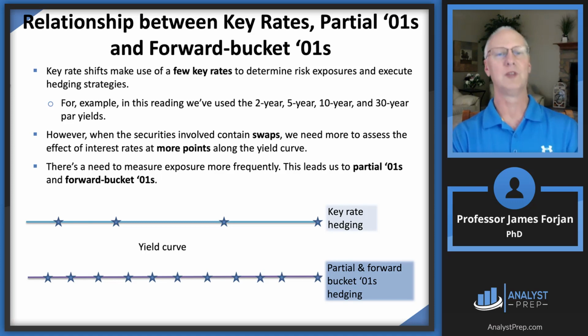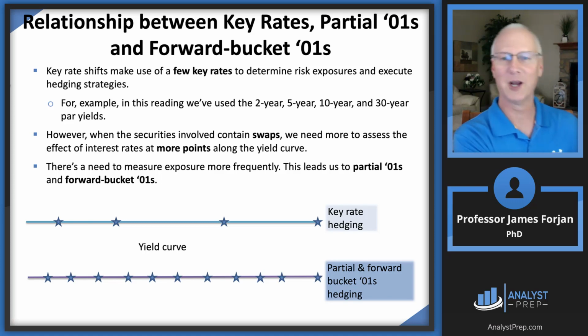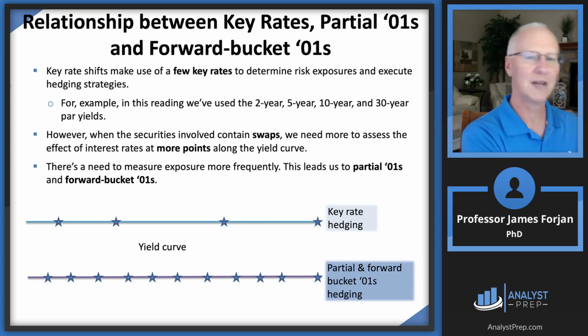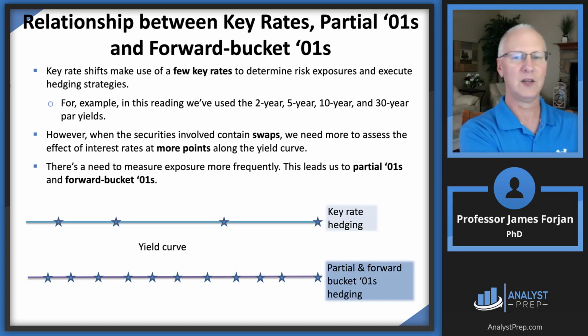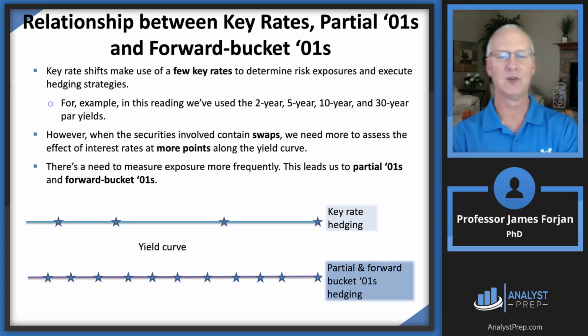Now, let's suppose that we're looking at the fixed income market, and we're really smart. So we look over at the swap market and say, wait a minute, there are lots and lots of interesting things going on in the swap market. Is there anything that we can use in the swap market to help us over here in the bond market? And of course there are. So look at the bottom line, where I have a bunch of stars. Those are partial and forward bucket 01s that are going to help us hedge with greater spanning.